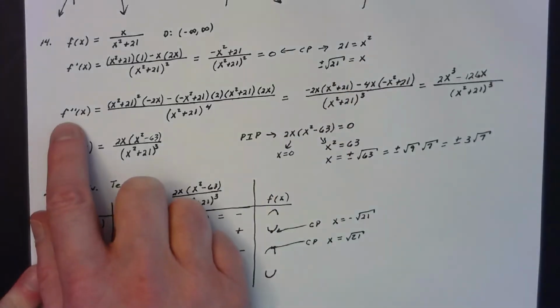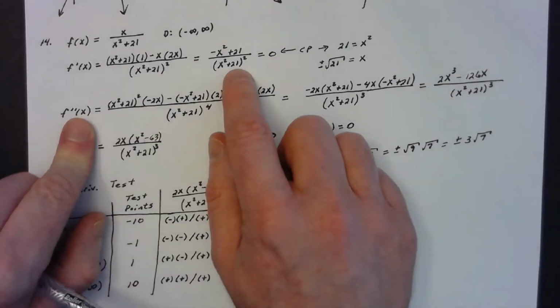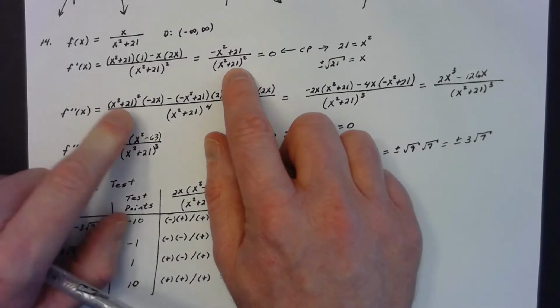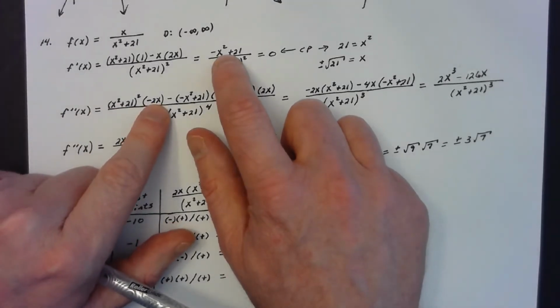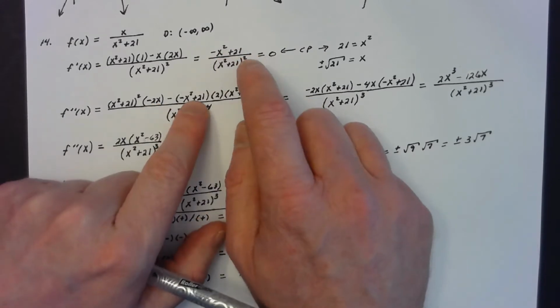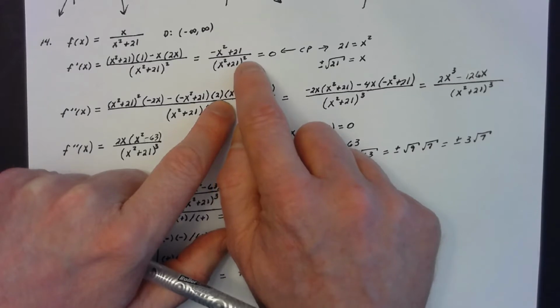So I go ahead and take the second derivative. I'm taking the derivative of the first derivative, so that denominator comes up to the numerator, times the derivative of the numerator, the negative 2x, minus the numerator times the derivative of the denominator, and I had to use the chain rule on that.